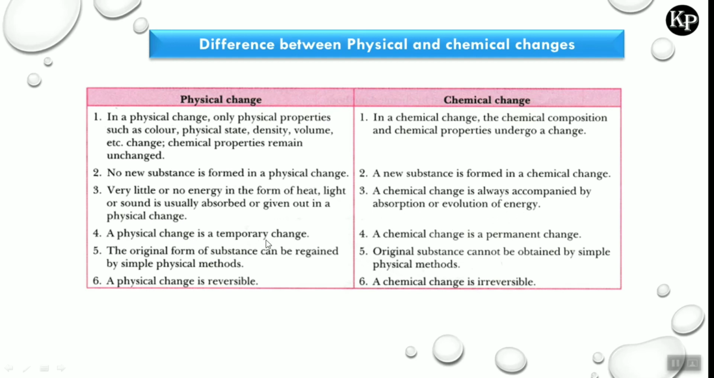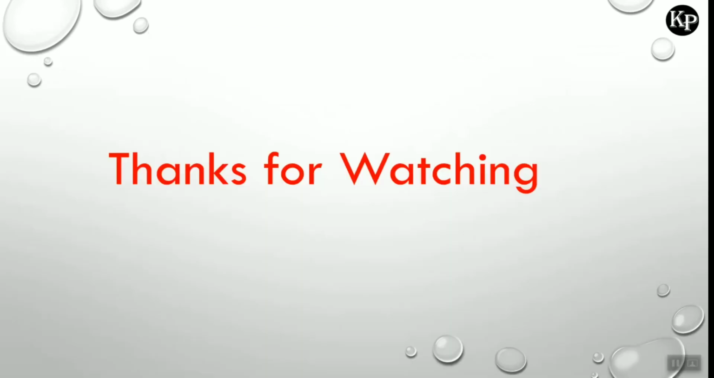A physical change is a temporary change, but a chemical change is a permanent change. The original form of the substance can be regained or retained by simple physical methods. This is a reversible change, but in the chemical change, the original substance cannot be obtained by simple physical methods. That is an irreversible change. So physical change is reversible and chemical change is irreversible. So this is all about the physical change and chemical change.